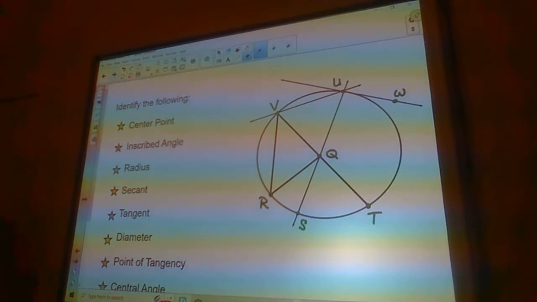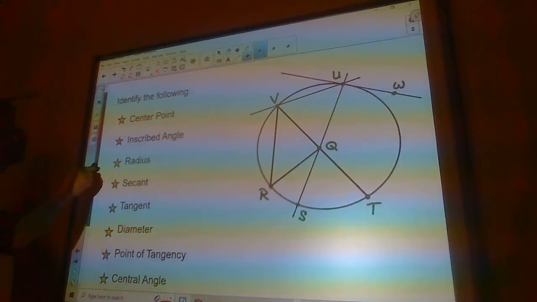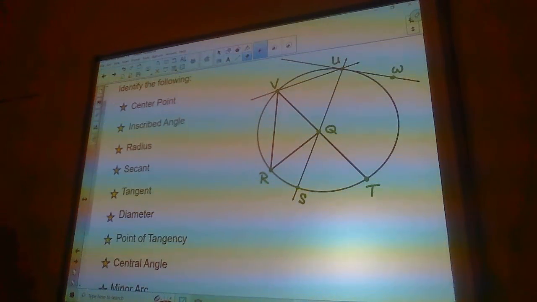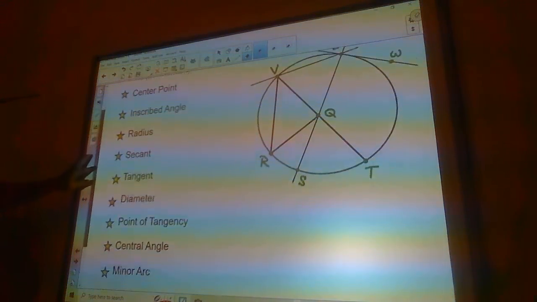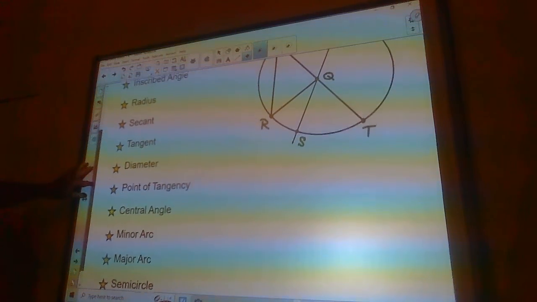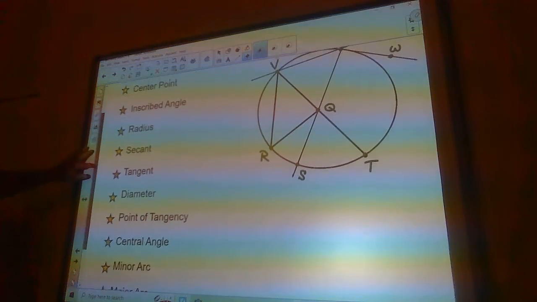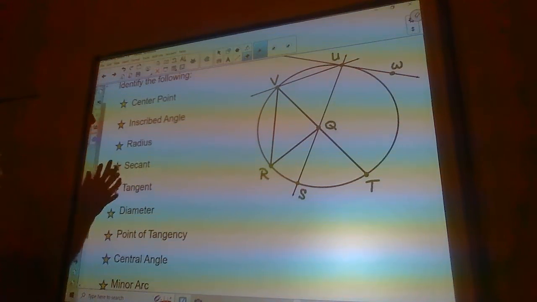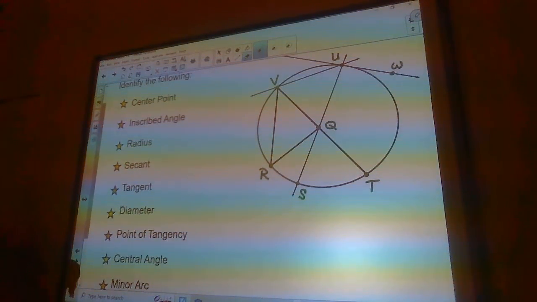Okay, so here's what I want you to do. I want you to take a second. I want you to pause the video. I want you to look at these items on here. There's semicircle and major arc at the bottom. It's kind of hard to fit it all on one screen. I want you to identify each one of these items and then check back here. We'll start the video back up and you can see if you got them all right. So go ahead and pause the video and do this.